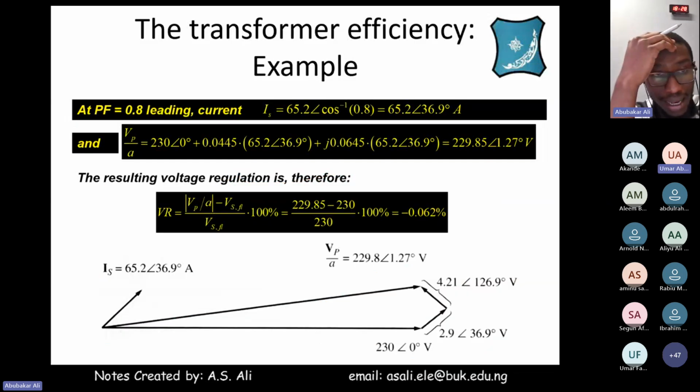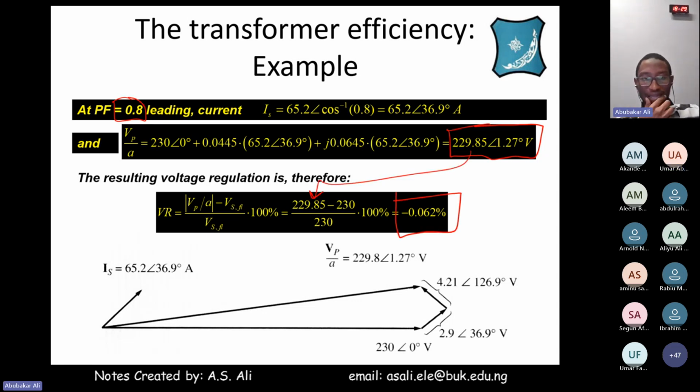The next thing is when the power factor is leading. You can plug in the results, and you can see our VP over A is 229.85. When you substitute this here, you end up with a negative voltage regulation. So if you have different load currents or different load factors, just keep using the same equations and keep changing the load factor or the current. Then you will be able to understand what the VR is for that particular transformer. Is that clear?